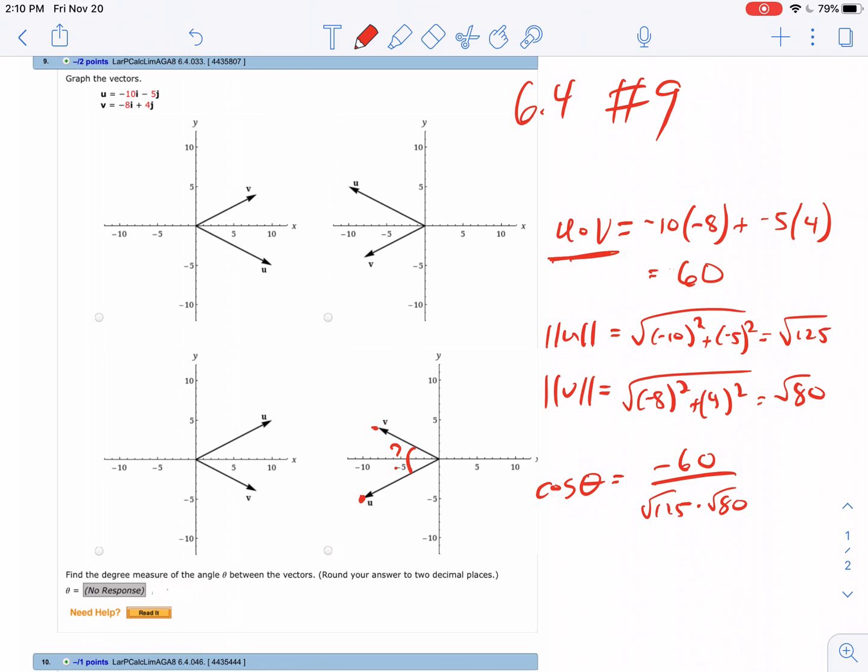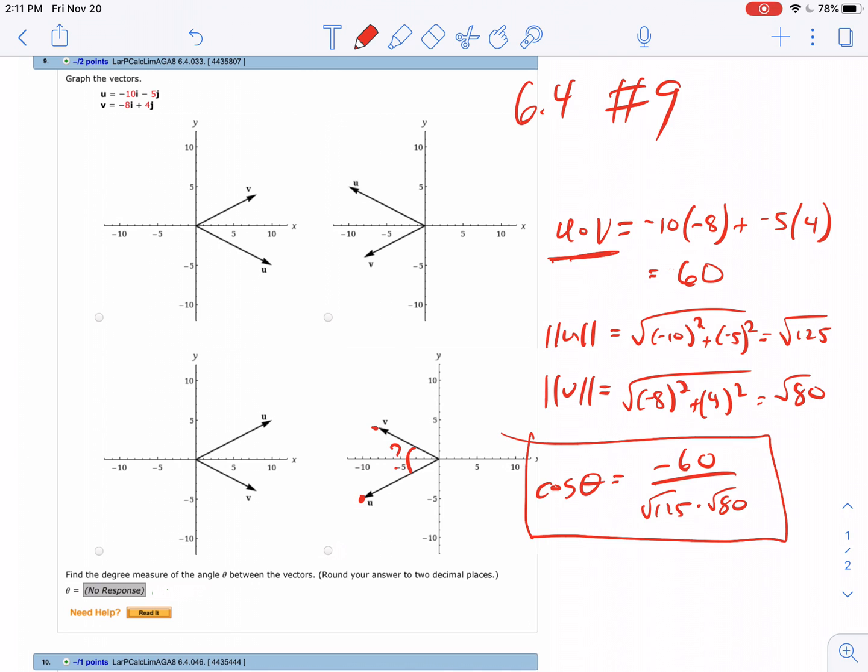Now remember, you do the dot product. So take your x's, multiply them, take your y's, multiply them, and add them. You're going to get 60. And when you do the dot product of each vector, you square the x, you square the y, and you put it under the square root. And I get 125 and the 80. Now I know those can be simplified, but they're not part of my final answer. So I'm just going to leave them alone. And then I put them into this. This is the formula that you want to have memorized.